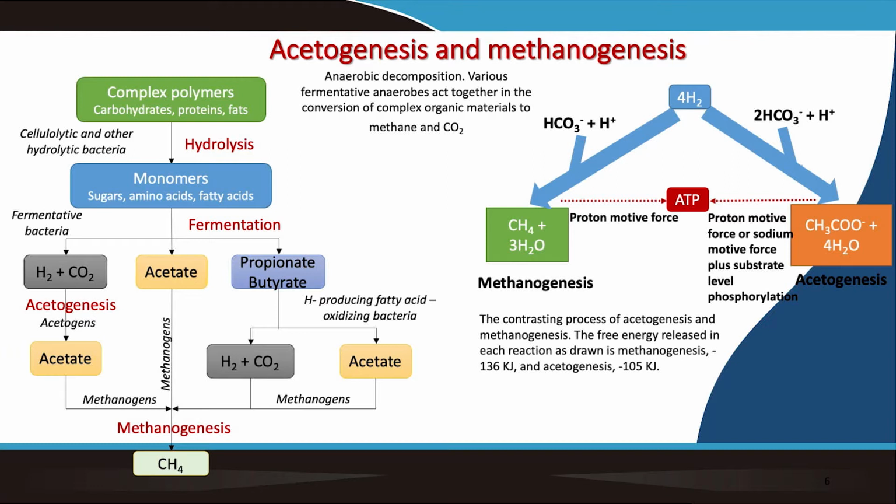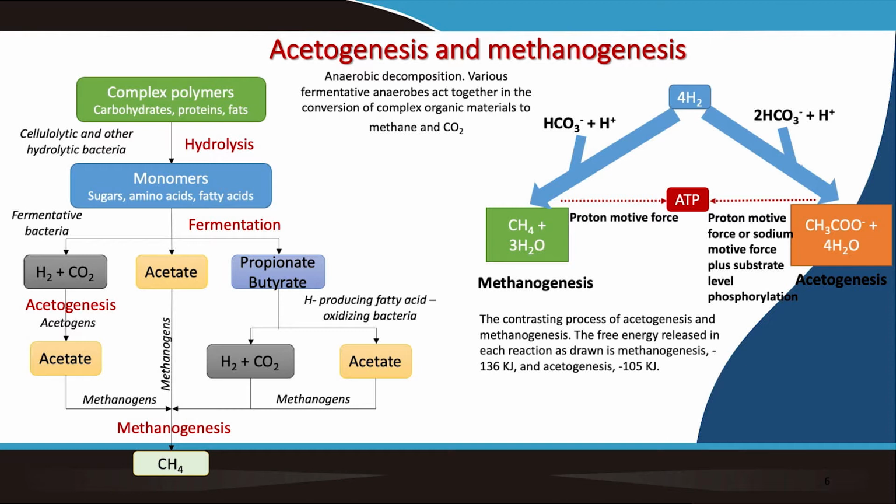We have these complex polymers like cellulose, polysaccharides, proteins, and so on. These bacteria excrete cellulolytic as well as hydrolytic enzymes, and they are also called hydrolytic bacteria for the same reason. They break down these polymers into their monomeric units by hydrolysis reactions. These monomeric units are going to be sugars, amino acids, nucleotides, fatty acids, and all of that. They will then be fermented by various groups of fermentative bacteria.